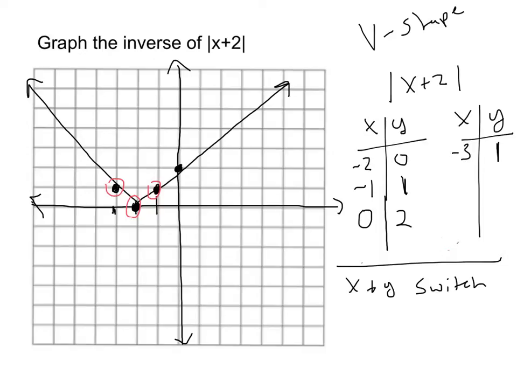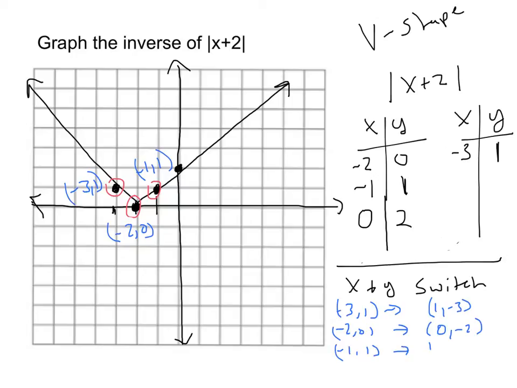So switching them, I'm just going to read from the graph real quick. We have -2, 0 is this coordinate right here. This is a -3, 1. And then this one is a -1, 1. So the idea is the -3, 1 is going to change to 1, -3. And that's in our inverse function. -2, 0 is going to change to 0, -2, and -1, 1 is going to change to 1, -1. For absolute value functions, parabolas, when we start talking about those, this is the process that you can go through if you want to graph it.